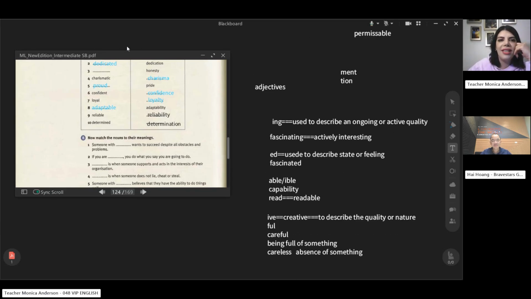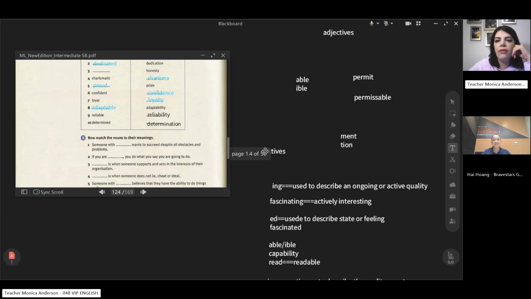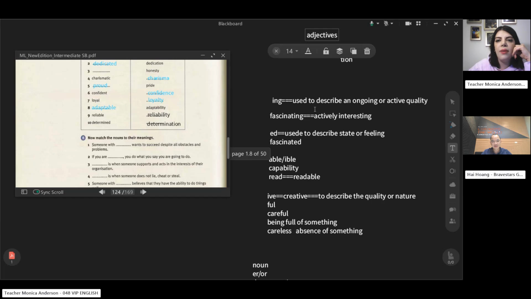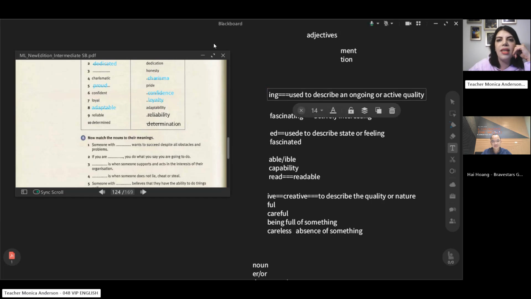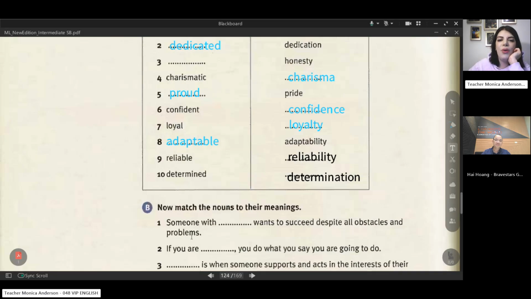So for now, can you copy and paste it by text into the chat box to me? Of course. I will send you a screenshot, or I will copy it, of course. I will send you, so don't worry about it. Okay, now let's keep going.